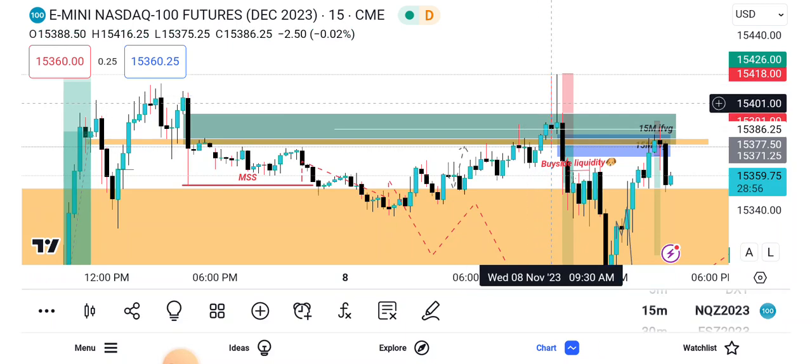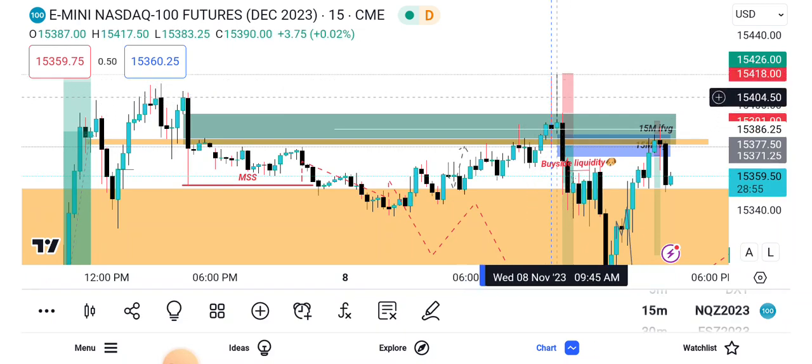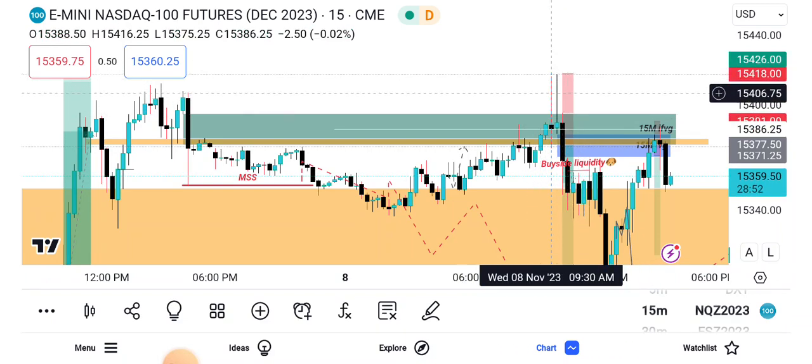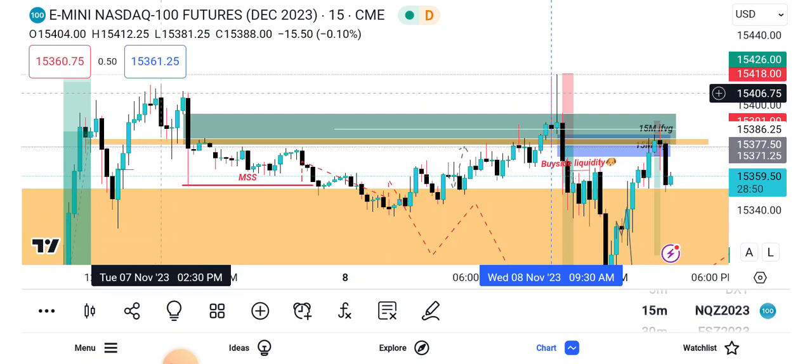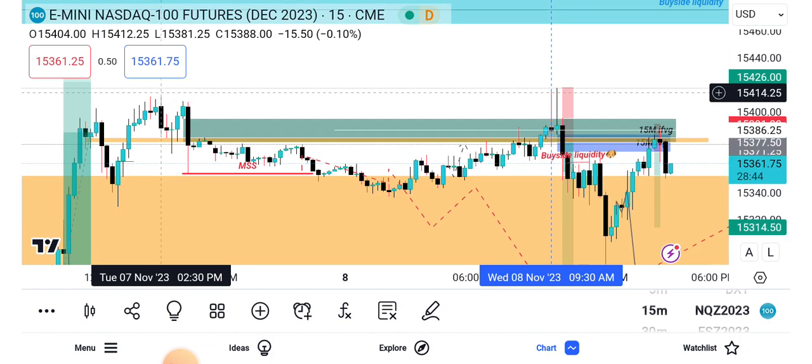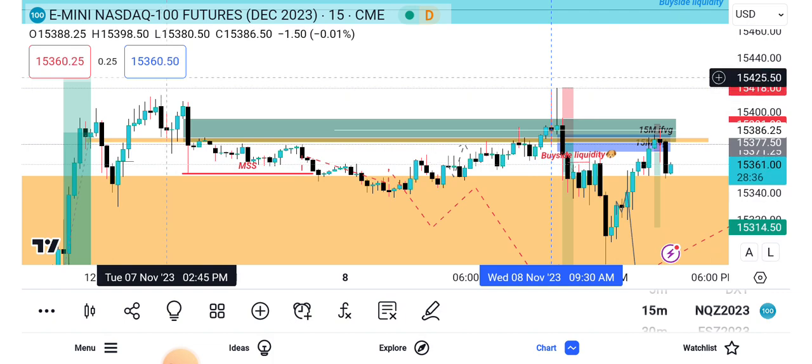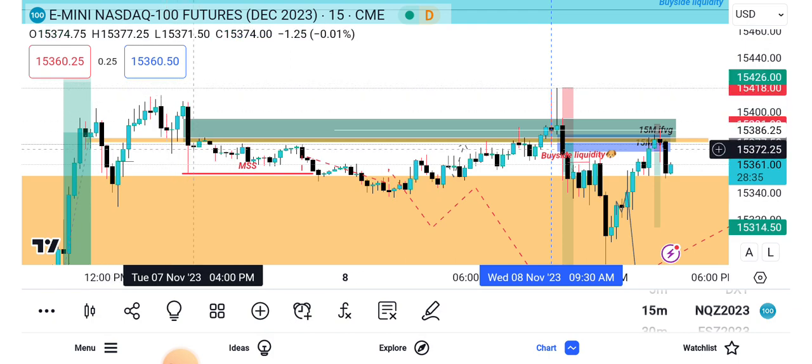Price retraced higher to this point. It came to take these highs, yesterday, Tuesday PM highs, because market usually moves because of liquidity and imbalances. So it came for this liquidity, then we can see it rallies down.